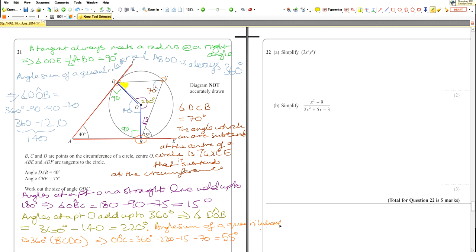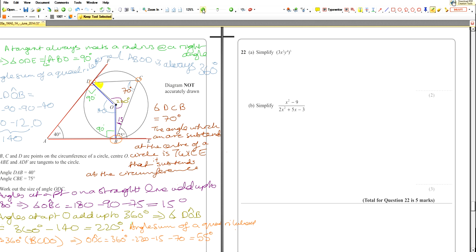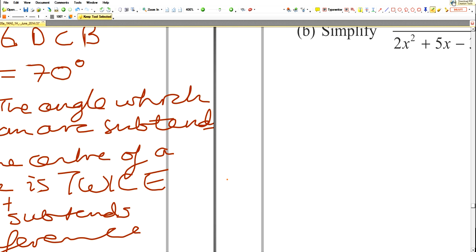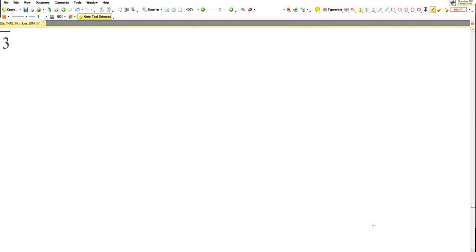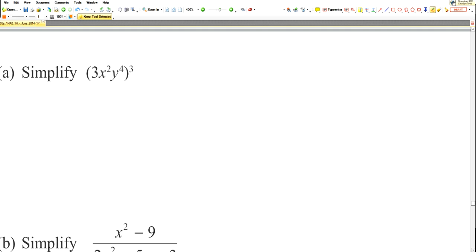Okay, let's move on to the next questions now. Let's move across a bit on the page. Let's make it a bit bigger. Across, a bit too much across. That's better, it's looking nicer. I made it nice and big on purpose.